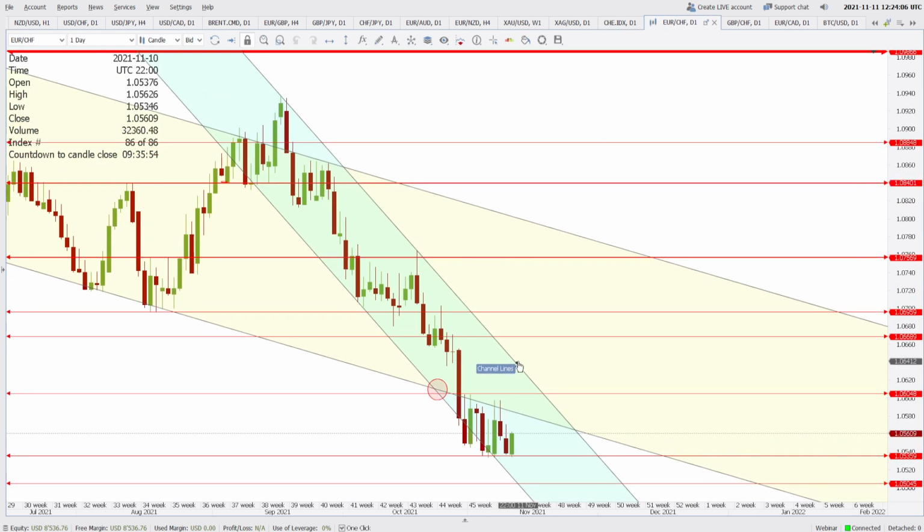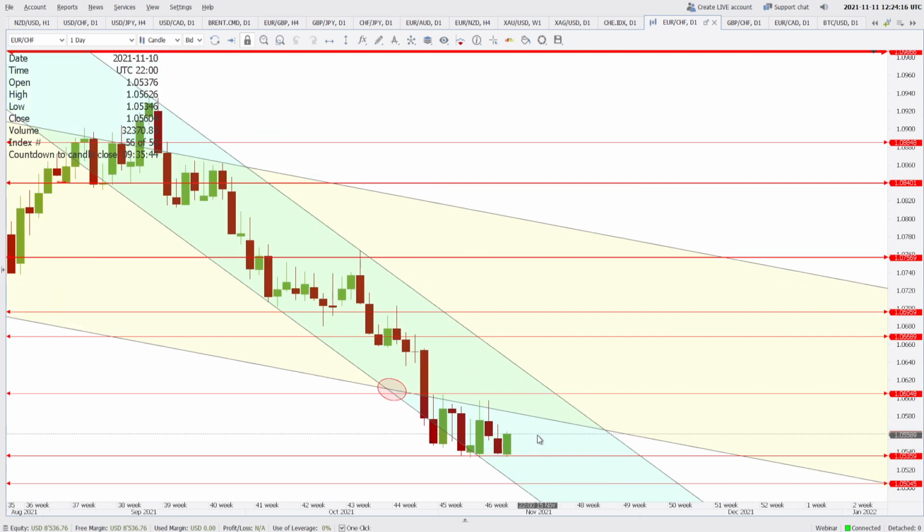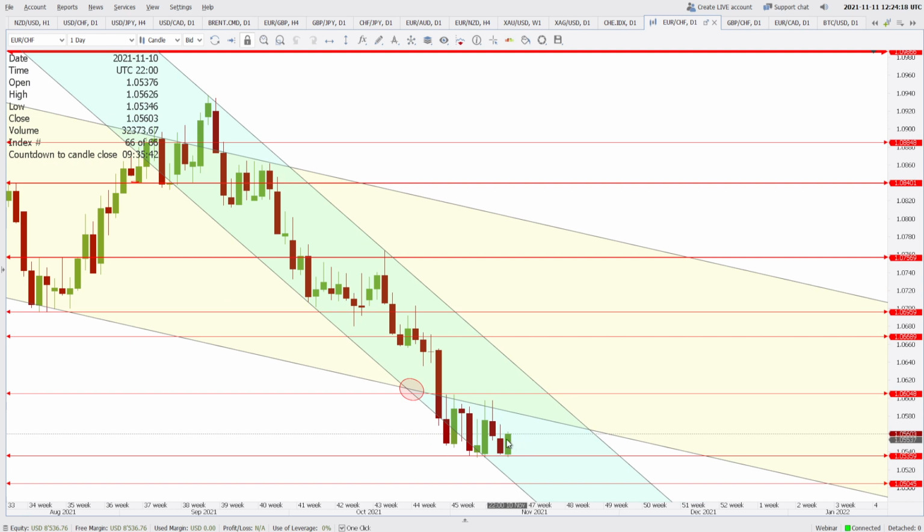Euro CHF, a bullish pin bar on the support. That means the price is headed back to 1.0604, though the daily candle is not closed yet. So I'd rather say that if the candle closes somewhere near 1.0560 where it is trading right now, above the opening of yesterday's candle, yesterday's open was 1.0554. So any closing above 1.0554 will open the way to 1.0604 in this market.